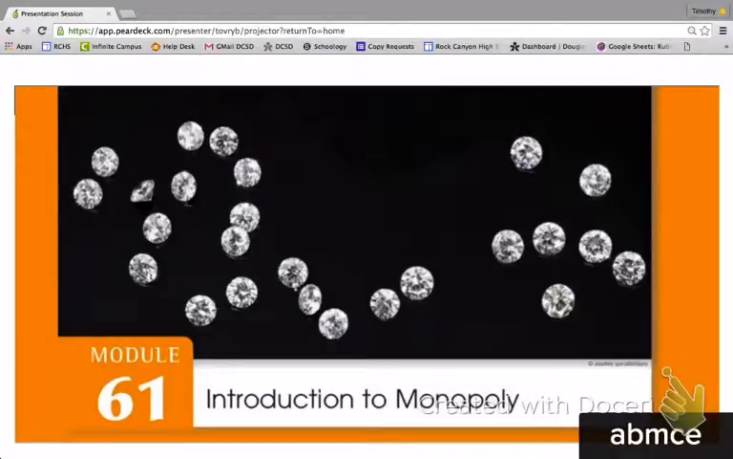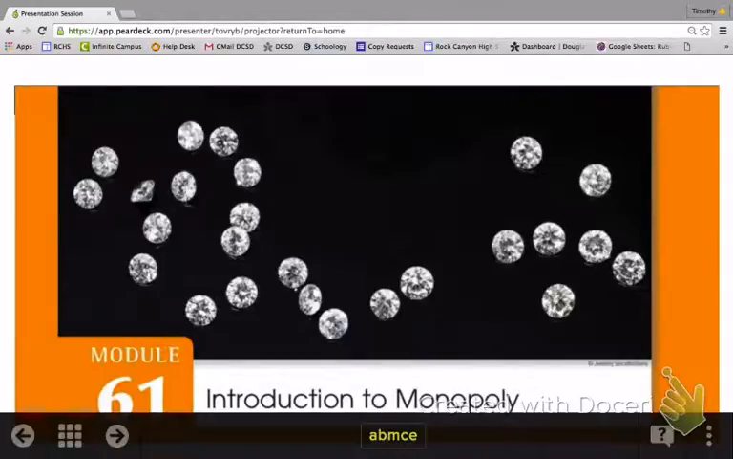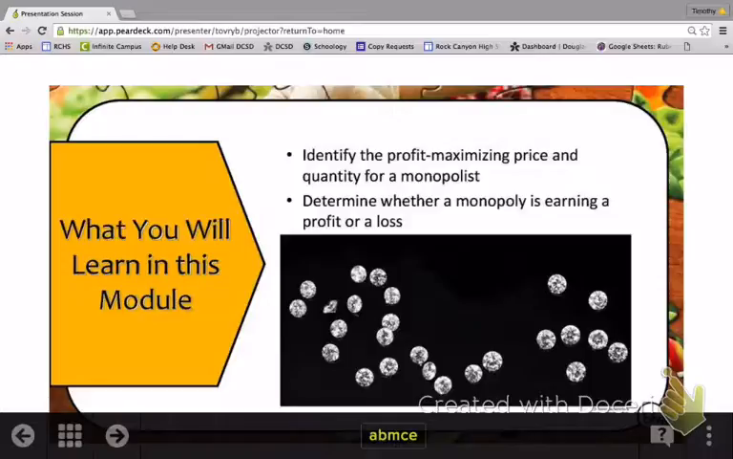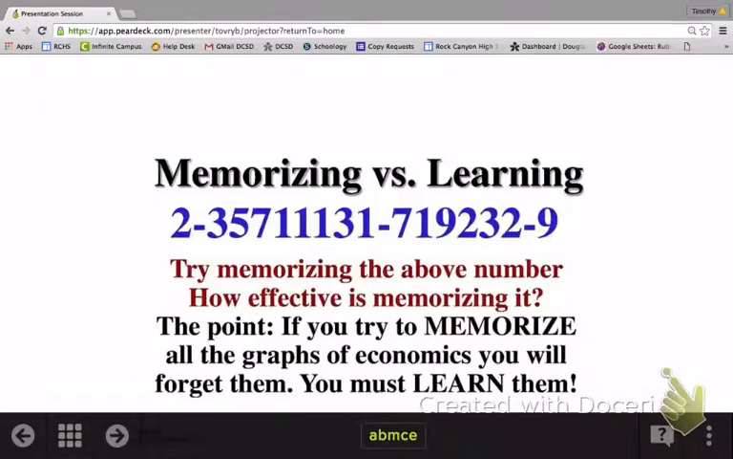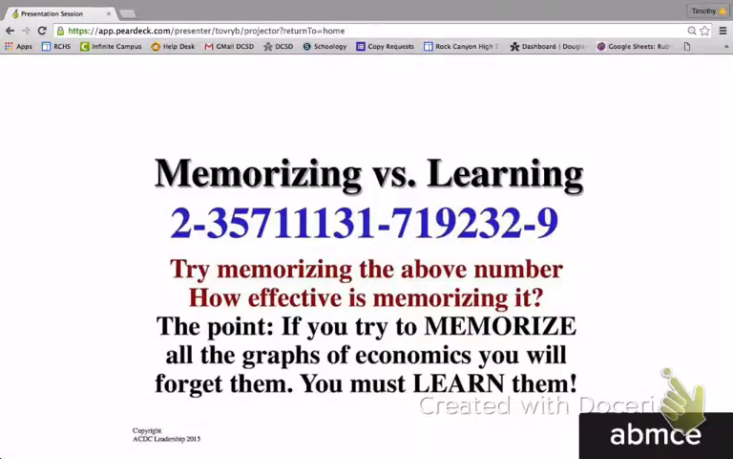So in the last module, we learned about perfect competition, and in this module, we're going to look at the market structure of monopoly. In this module, we're going to focus on identifying the profit-maximizing price and quantity for a monopolist, which will be different than it was under perfect competition, and will determine whether a monopoly is earning an economic profit or a loss.